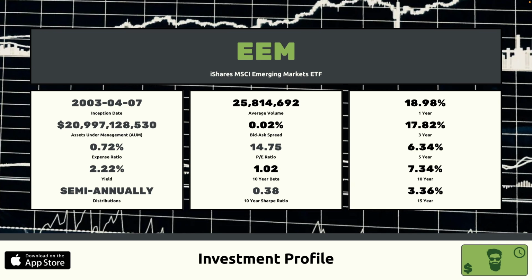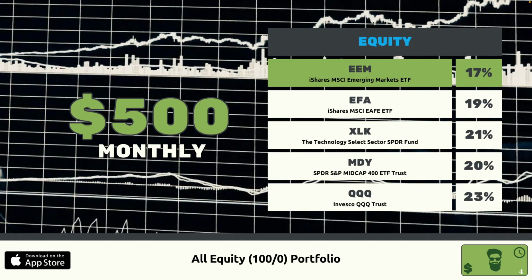Has a low PE ratio compared to the S&P 500 at 14.75. Has a 10-year beta of 1.02, so it's really not that volatile. And a 10-year Sharpe ratio of 0.38. Looking at the returns, the 1 year is 18.98, 3 years 17.82, 5 years 6.34, 10 years 7.34, and the 15 years 3.36%. So we're going to test out saving $500 monthly.